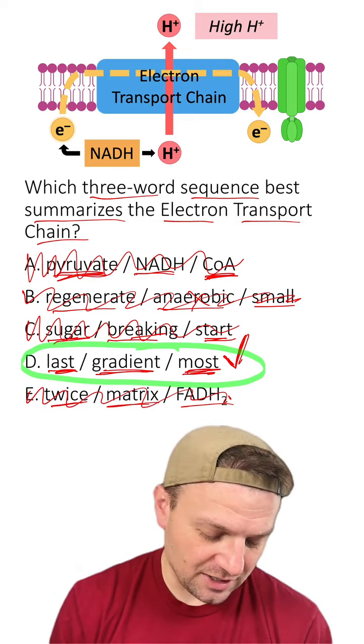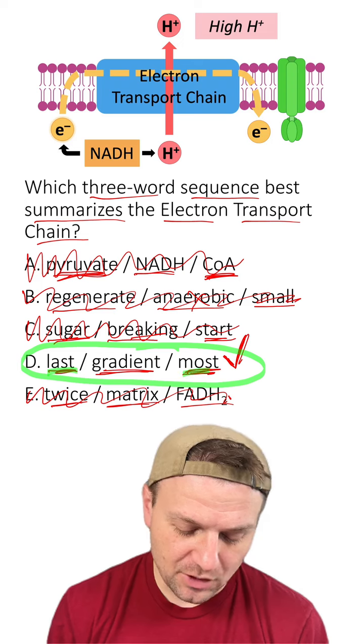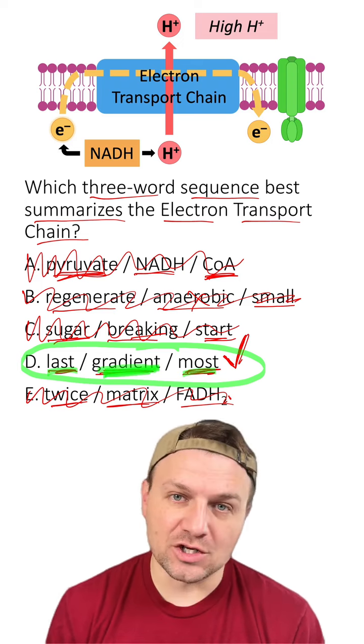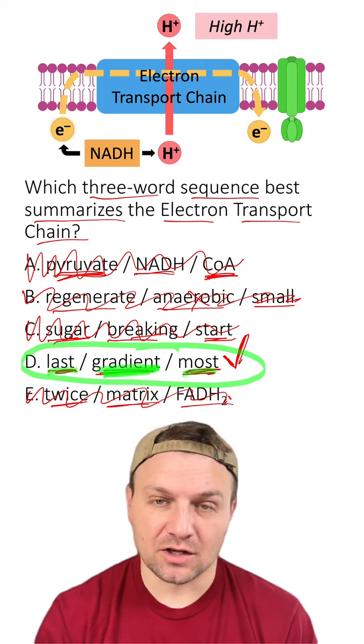The electron transport chain is the last step of cellular respiration, it creates the most ATP, and it creates a gradient of hydrogen ions from high to low concentrations along that inner membrane.